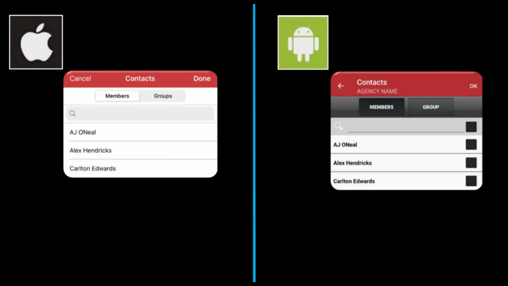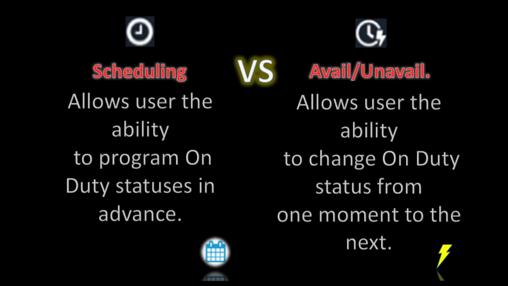If you wanted to add more users to your shift, just like the website, you'll have members, which pops up automatically, but there's a box along the top of the screen for groups. If you select groups, you'll have all of your agency's internal groups, where you could select all firefighters to have your shift as well. When you're done selecting your members or groups, just be sure to hit OK or Done in the upper right. That's it for scheduling.